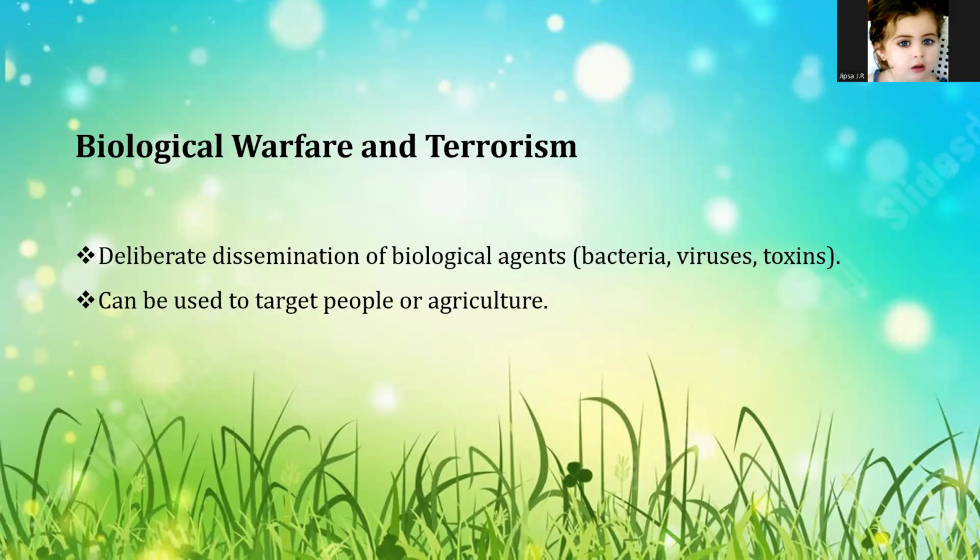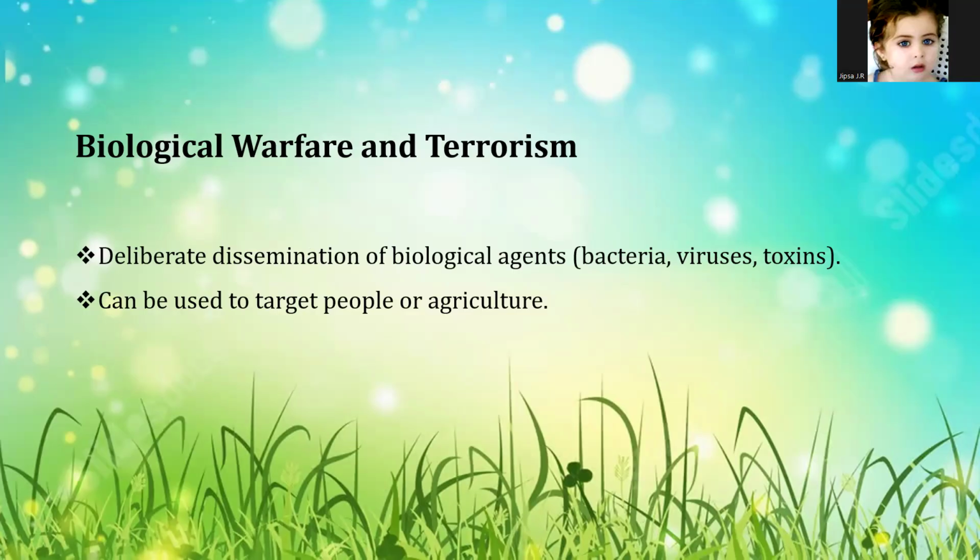Next is biological warfare and terrorism. This slide provides a high-level definition of biological warfare and terrorism, focusing on the intentional misuse of pathogens. The main definition of deliberate dissemination: the core of biological warfare is the intentional release of harmful biological agents, unlike a natural outbreak like seasonal flu. These events are engineered or orchestrated by humans to cause harm.